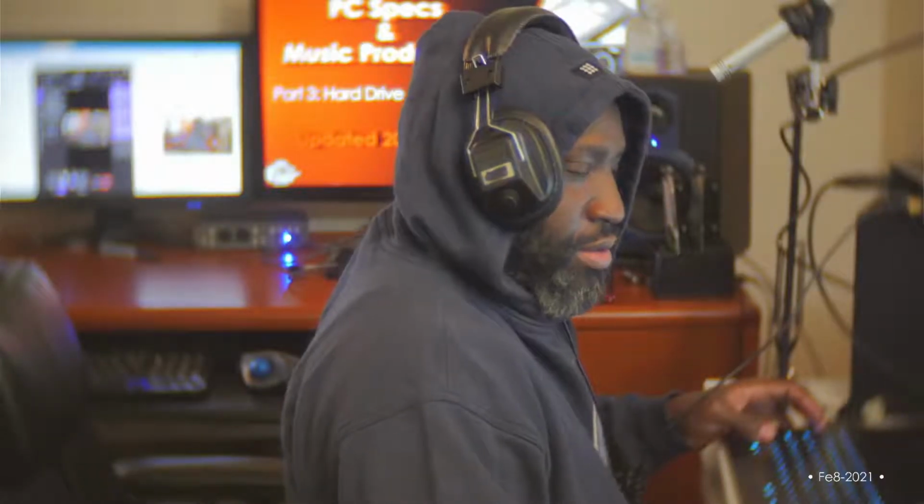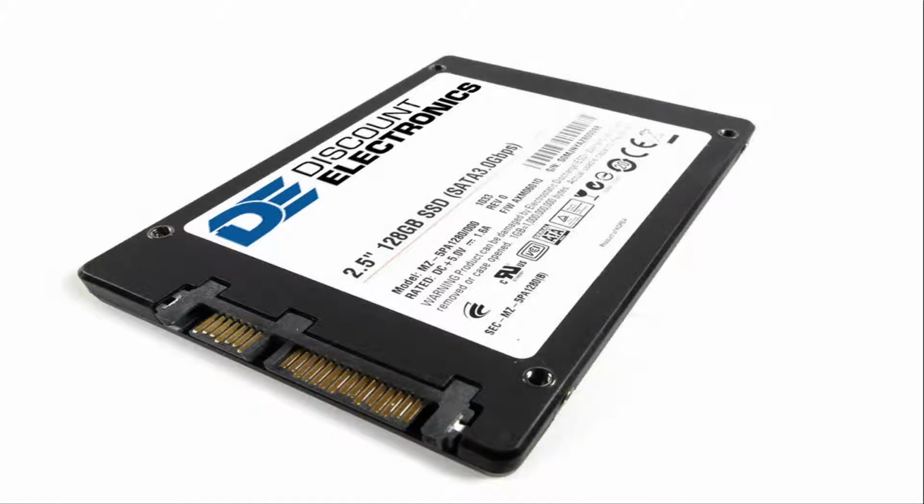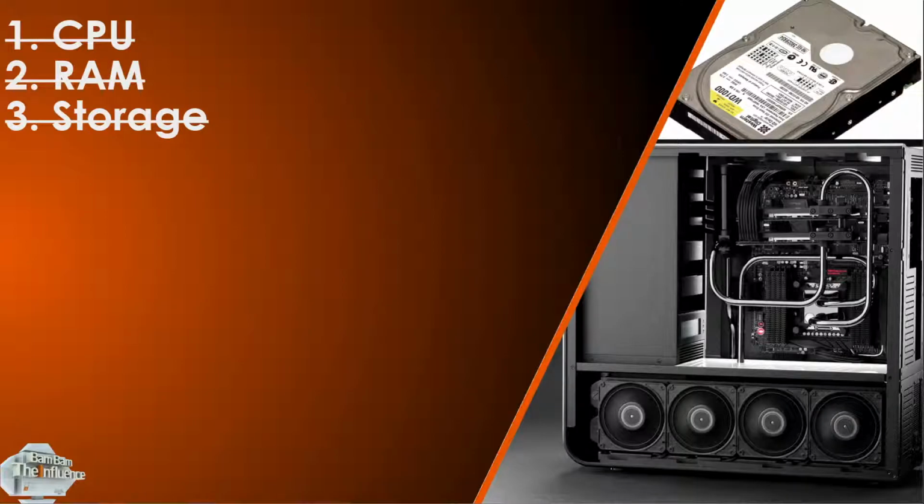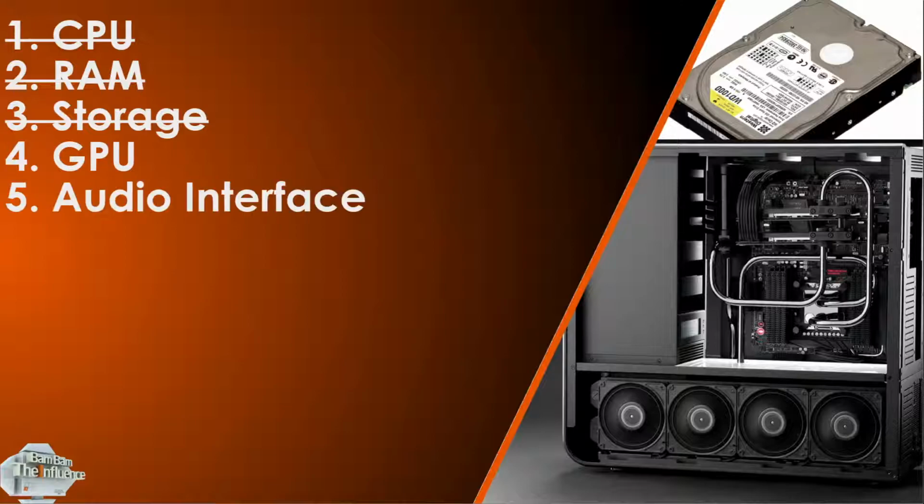That is part 3 on computer specs and how it relates to music production. So far, where are we? So far, I've dealt with CPU, I've dealt with RAM, I just did storage, hard drive and storage. Next up is going to be GPU, and part 5 will be audio interfaces. So that's it, guys. That's it for the video on computer specs and how it pertains to music production.